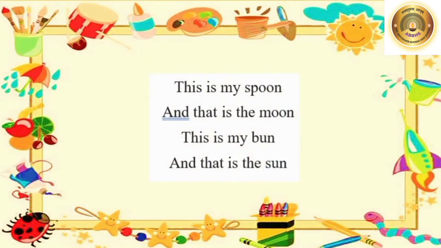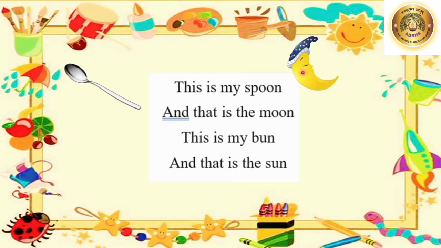Now read the next lines of the poem. This is my spoon and that is the moon. So now the poet tells you that I have one spoon which is very near to me. So he is saying this is my spoon. But when he tells about the moon, he says the moon is also one, but it is far away from us. So that is the moon.